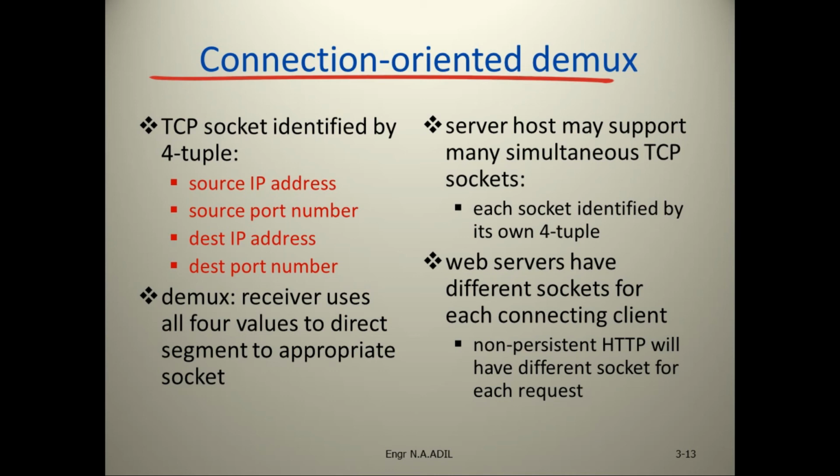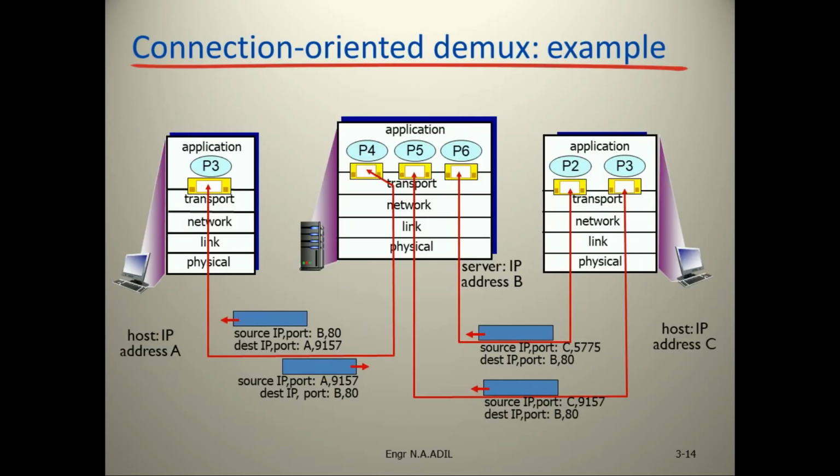A server host may support many simultaneous TCP sockets, each socket identified by its own four-tuple. Web servers have different sockets for each connecting client. Non-persistent HTTP will have a different socket for each request. We have already studied non-persistent HTTP in previous lectures.